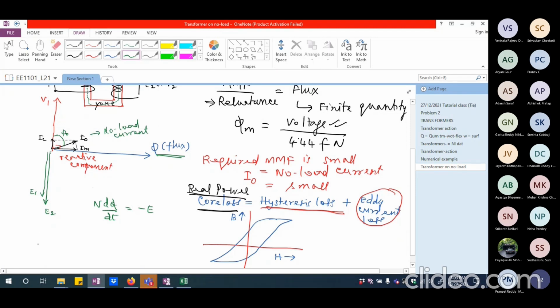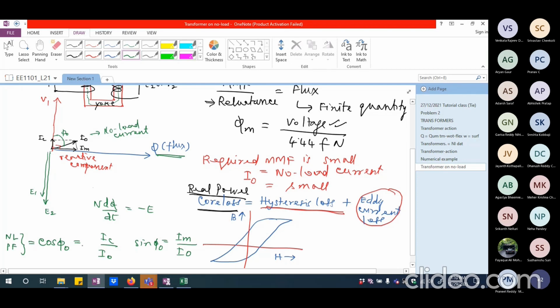Okay, so here I should be able to say that cos φ0 will be equal to the IC value divided by I0, right? And similarly, sin φ0 I should be able to write as the magnetizing current divided by I0. So this is the no load power factor of the transformer.